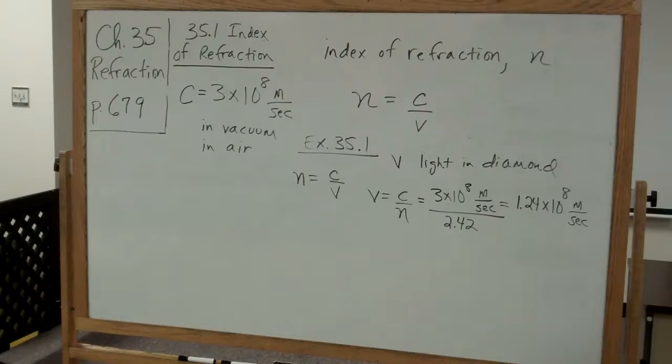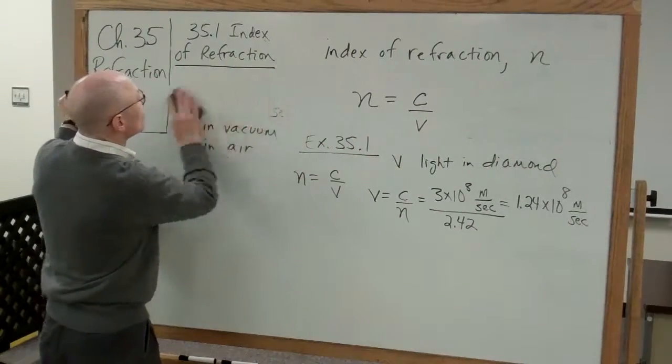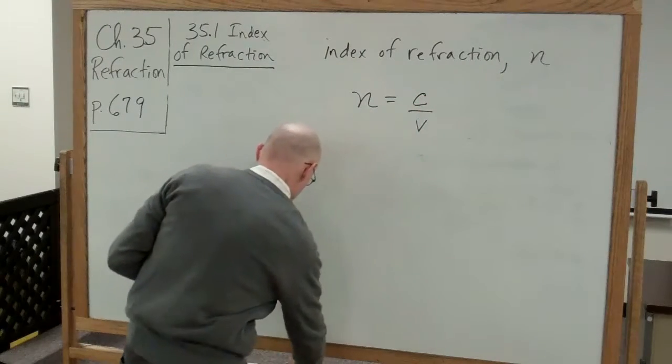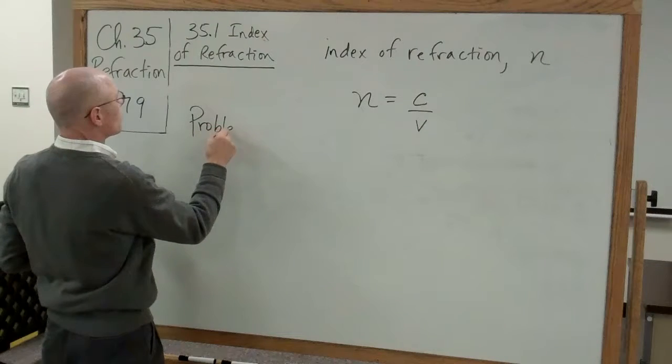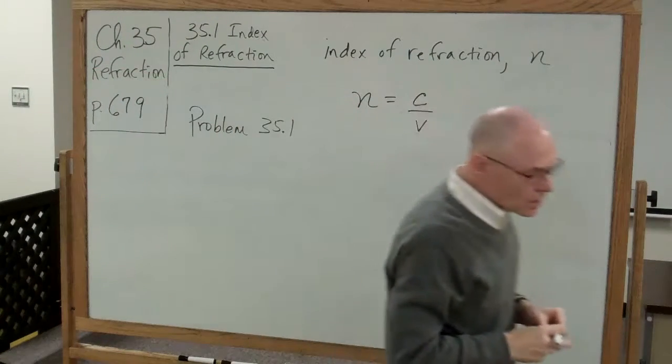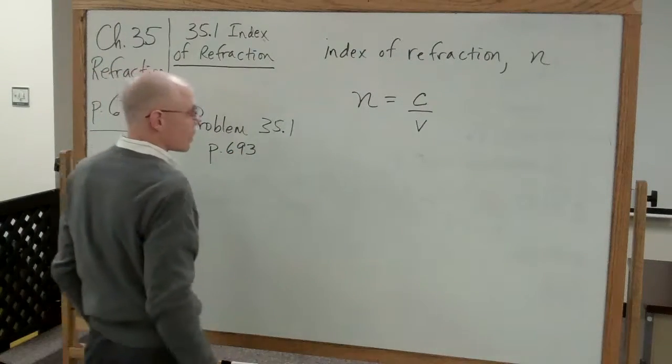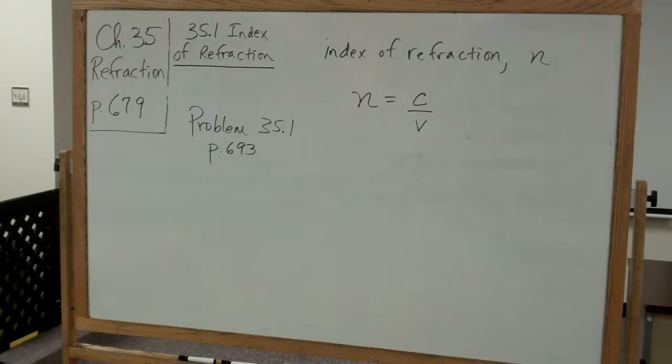All right, so now let's go on to practice that a little bit. Let's go to the end of the chapter and do an end of chapter problem. So this is problem 35.1, and that's back on page 693. All right, so take a few minutes and work that problem. You're asked to determine for some unknown transparent medium, what's the index of refraction using the given information. So go ahead and take a few minutes to work on that one.